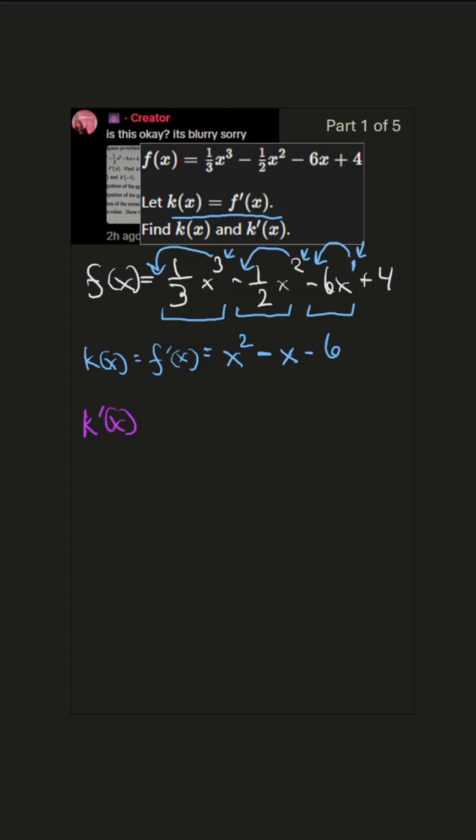K prime of x equals f double prime of x, which equals, well, same kind of story. We bring this power out in front, and we have 2. We reduce the power by 1, that's just x. And then for the next term, we see that this is x to the 1. We bring the 1 out in front, that just becomes 1. We reduce the power to 0. X to the 0 power is 1. And then the constant goes away. So there we have it, first and second derivatives.